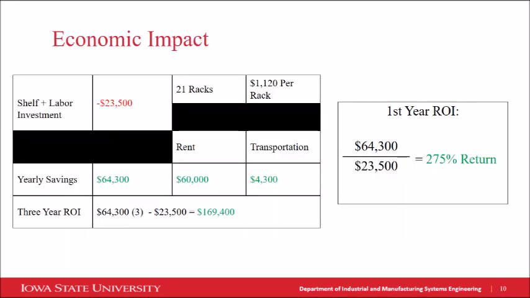For economic impact, we estimated the shelf and labor investment would be around $23,000: 21 racks at about $1,100 per rack. And then from that, the yearly savings: you'll save $60,000 in rent from the warehouse, and the transportation to and from the warehouse is $4,300. So a yearly savings of $64,300. The three-year ROI is about $170,000, and the first year ROI is 275%.